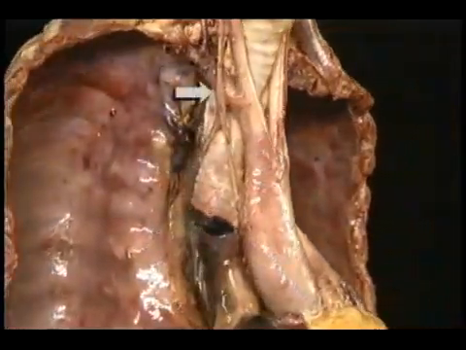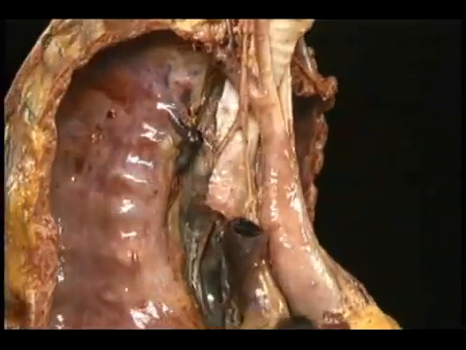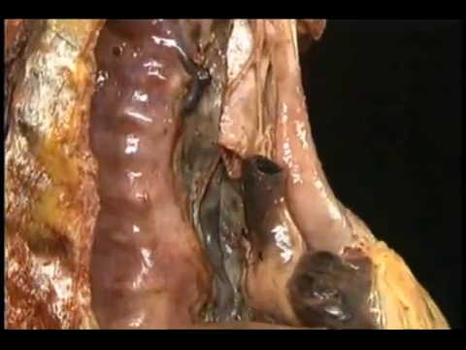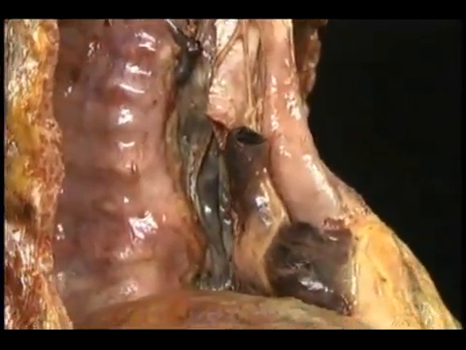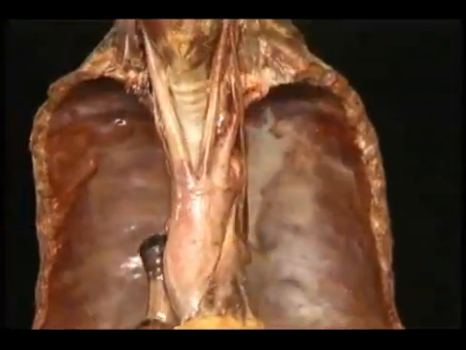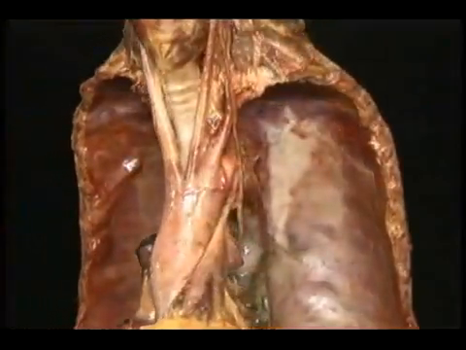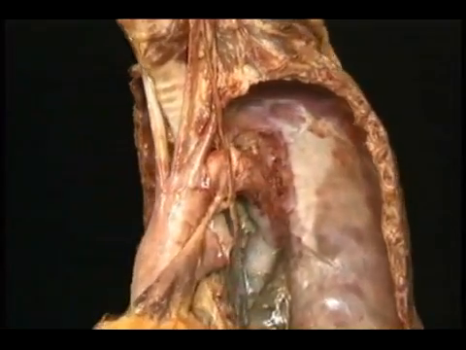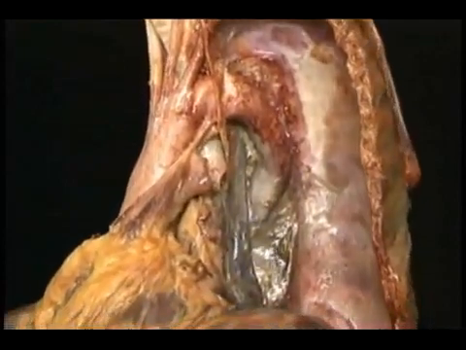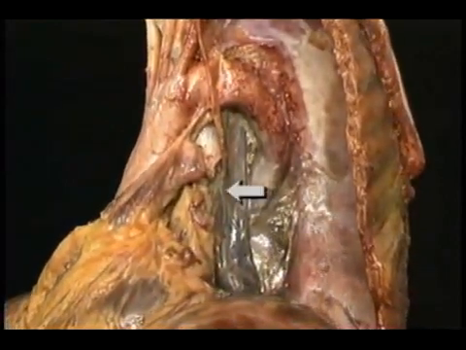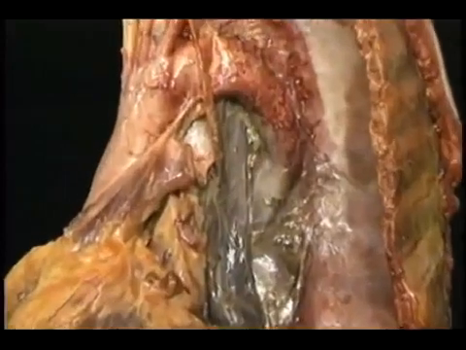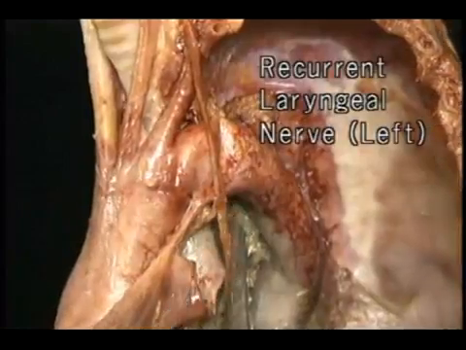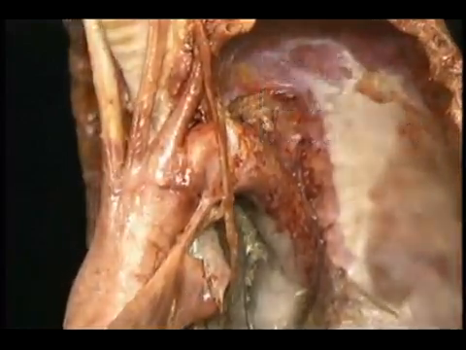On the right side, the vagus nerve passes downward and backward, close to the trachea, to reach the esophagus. It breaks up into several branches as it runs down along the esophagus. On the left side, the vagus nerve crosses the arch of the aorta and passes backward to run down alongside the esophagus and through the diaphragm. On the left side, the recurrent laryngeal branch is given off here and curls around the arch of the aorta to return to the neck.